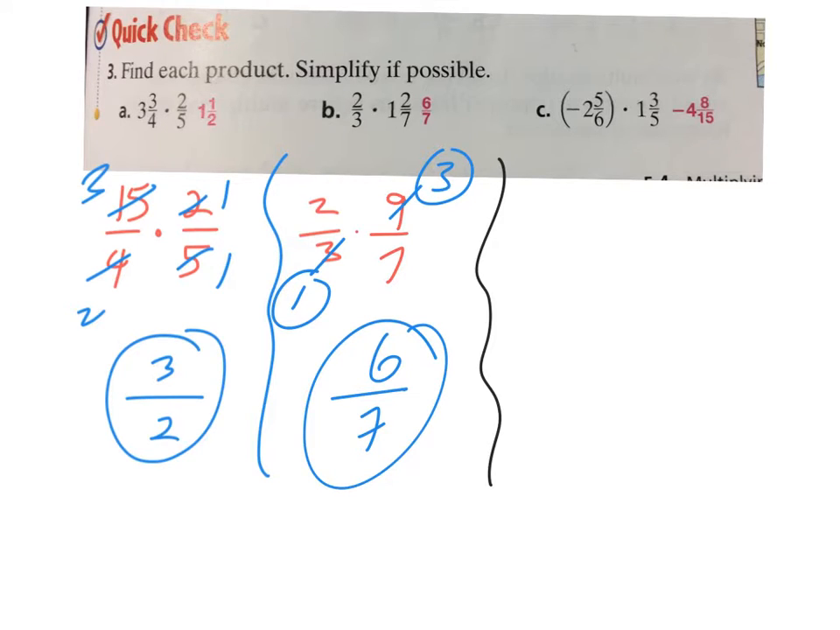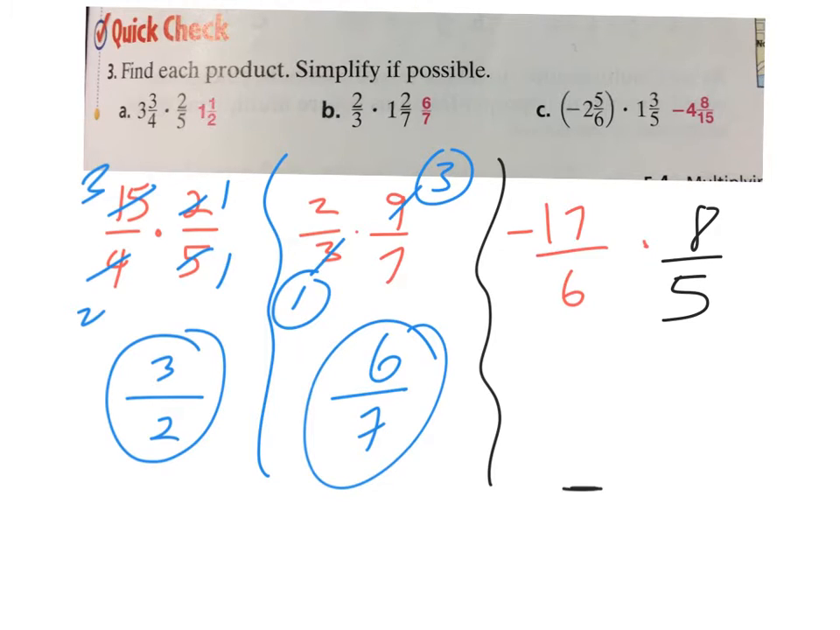And then C, let's see, we're going to have negative times a positive, so we're going to have a negative answer. I'm going to put that down here so I don't forget it, because I'm serious, you don't want to forget that stuff. So here we're going to make it improper. 2 times 6 is 12, plus 5 is 17, 6, and again that's negative. 1 times 5 is 5, plus 3 is 8, so 8/5.